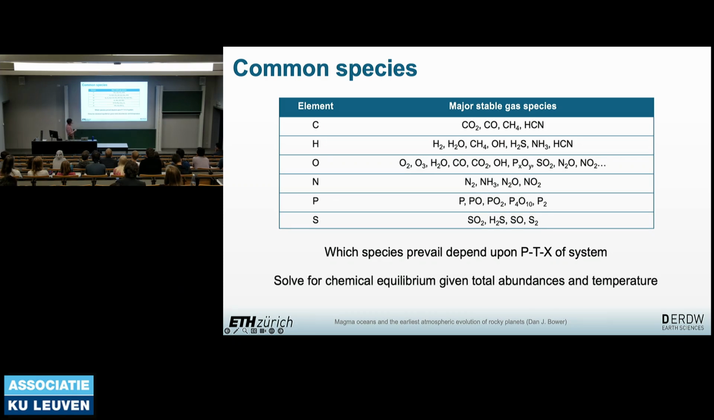So what we want to do is to solve for chemical equilibrium given the total abundances and temperature. Okay, and remember the difference here compared to, say, a more simple gas network is we have to also account for the fact that some of our species are dissolving into a melt phase as well. Okay, so they're not just all readily available in the gas phase.